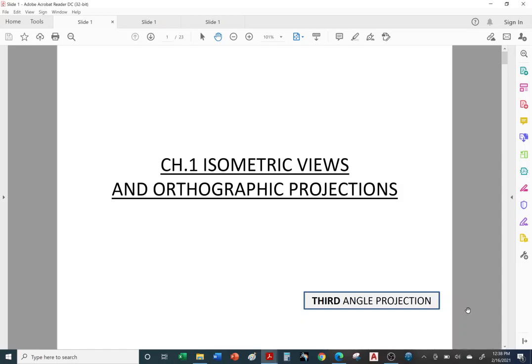Welcome back. This is our second class session. Today we're going to cover Chapter 1, Isometric Views and Orthographic Projections.